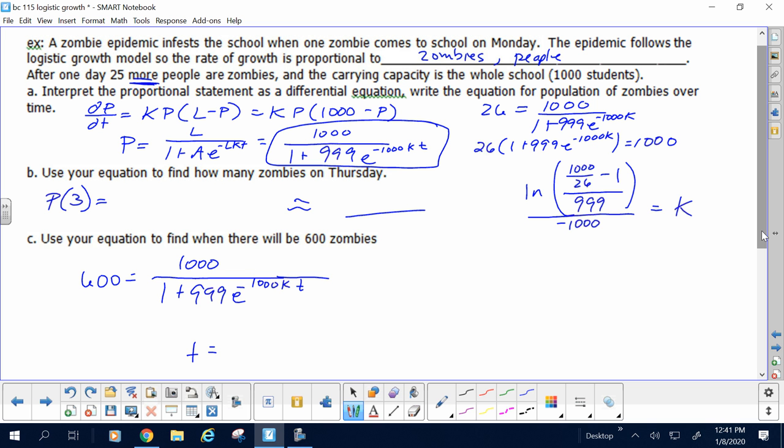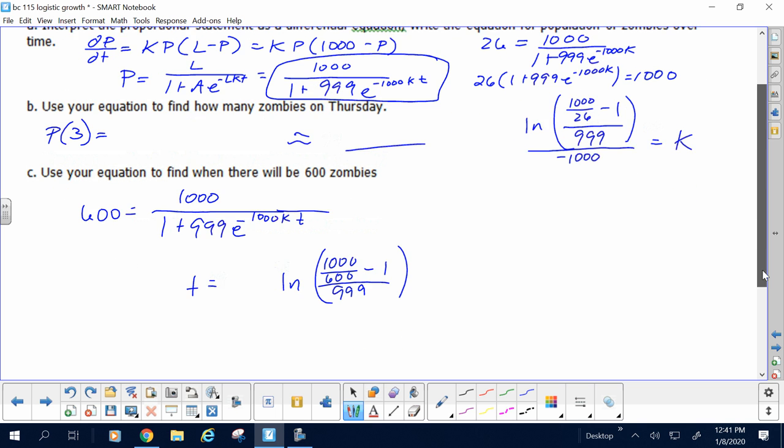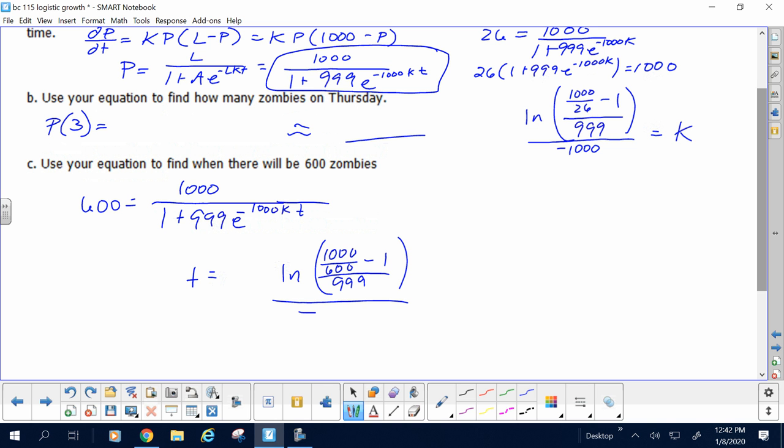Cross multiply. And when that was over there, what would you do? Imagine this is over there. Divide by 600. Subtract 1. Divide by 999. Take the log of that. Divide by negative 1,000K.